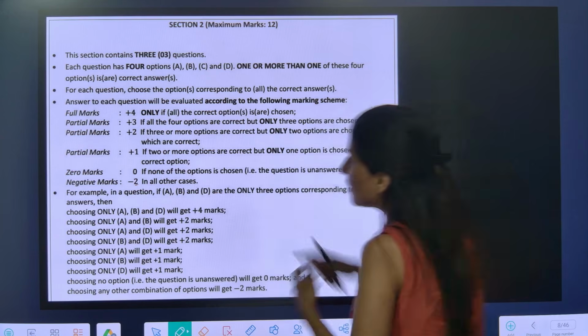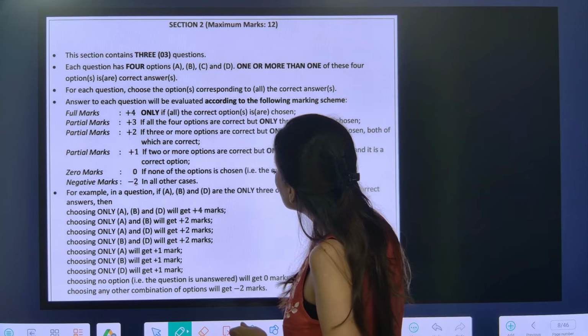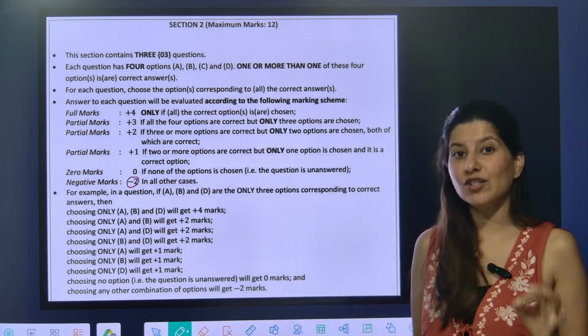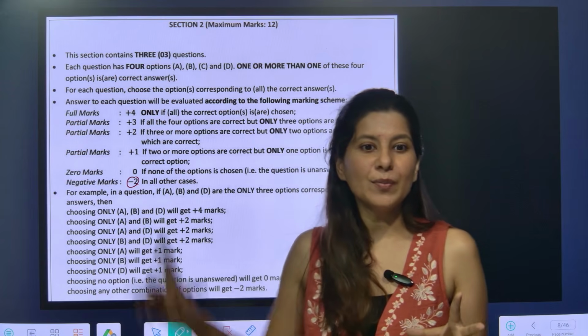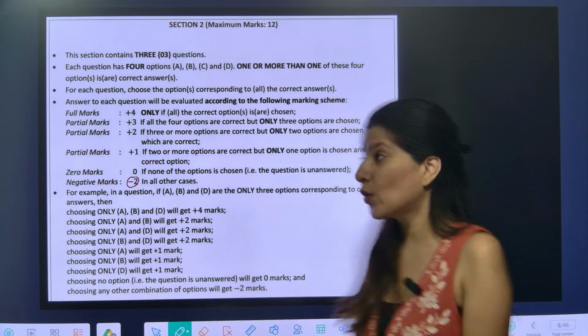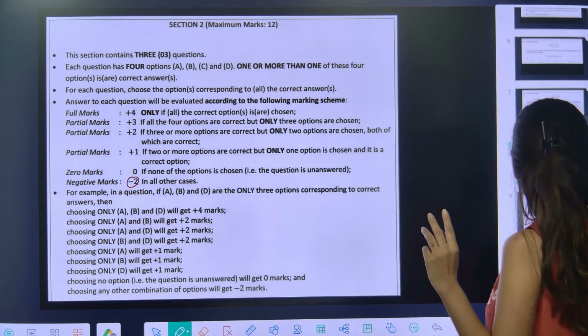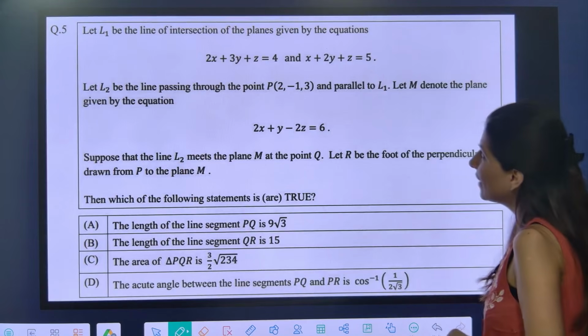Okay. So again, section number 2, and now in section number 2, plus 4, plus 3, I think negative marks. So section number 2 is something where we need to be slightly careful because the negative marking is more. Okay, so how many questions? 3 questions. Let's see out of 3 how much we can do.